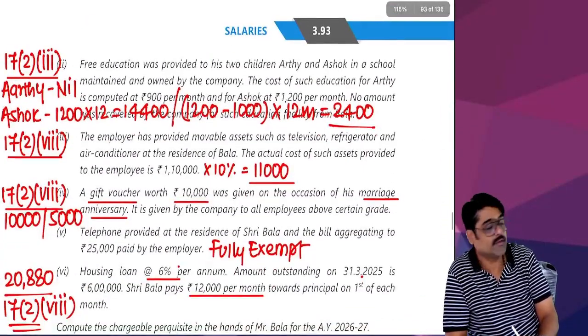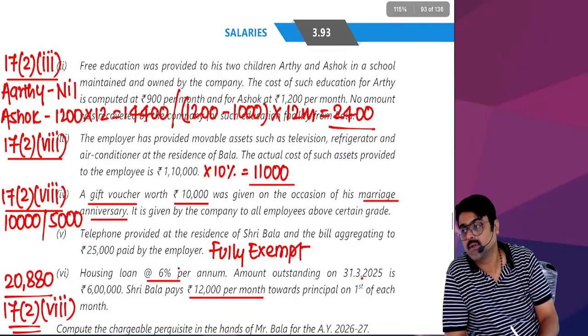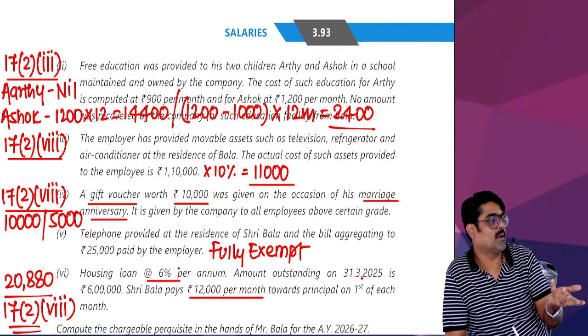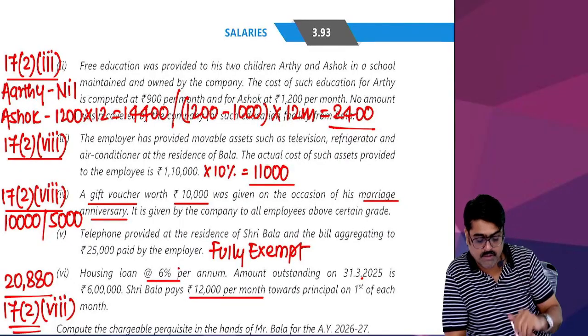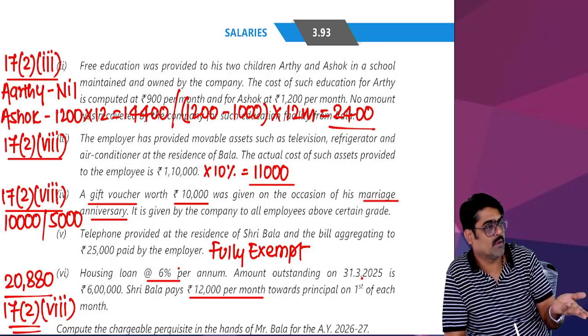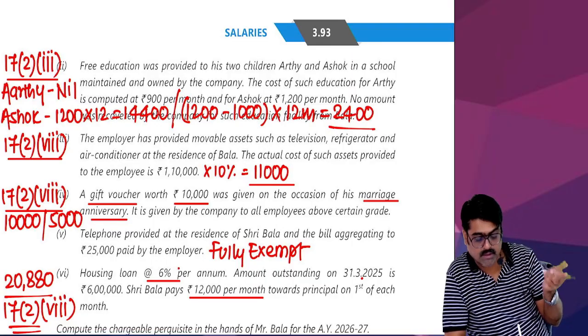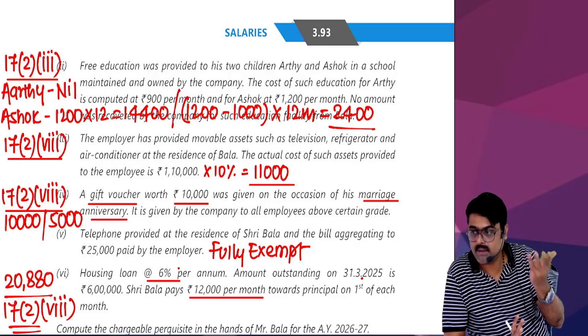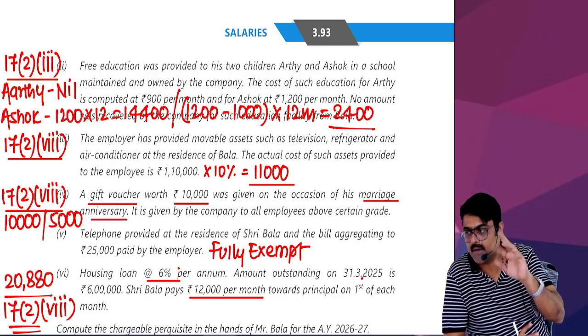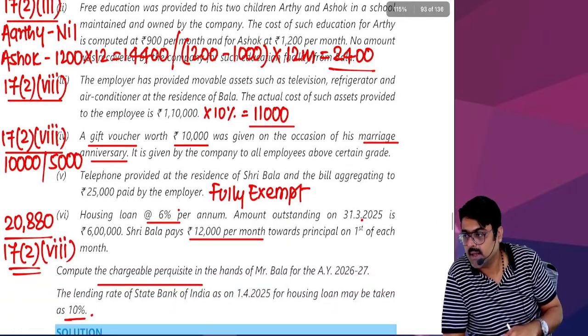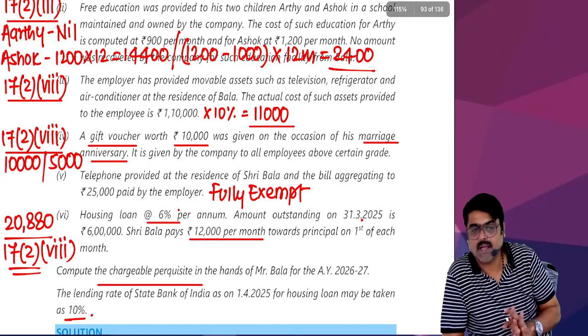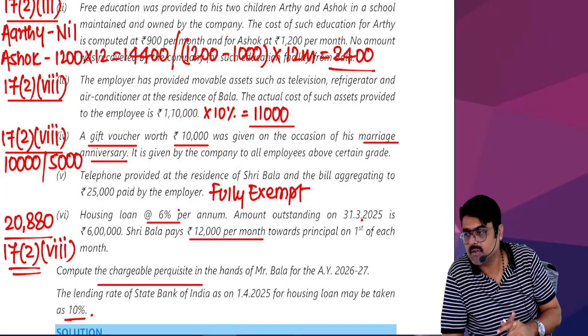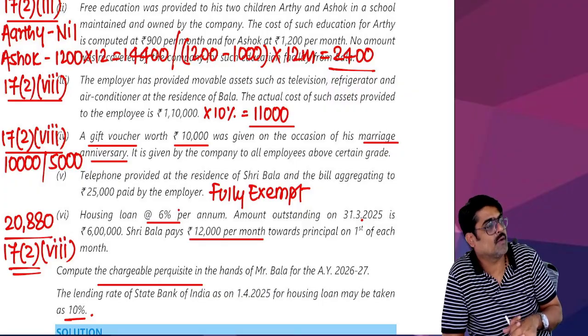So in the first case, how much is taxable? 18,000. In the second case, either 14,400 or 2,400. Third case, either 10,000. Sorry, in the third case, 11,000. In the fourth case, either 10,000 or 5,000, any one amount. Yes or no? And the fifth case, fully exempt. Taxable value will be nil. Sixth case, 20,880. In every case, what is the taxable amount?